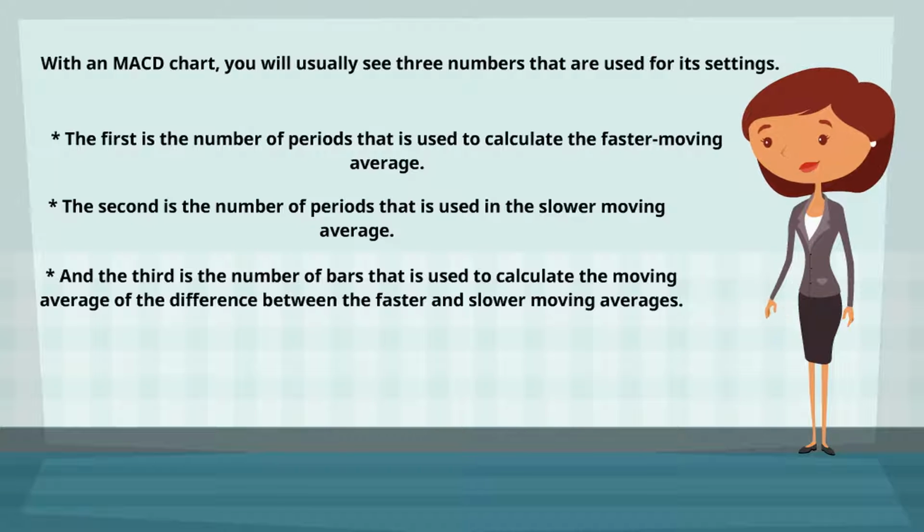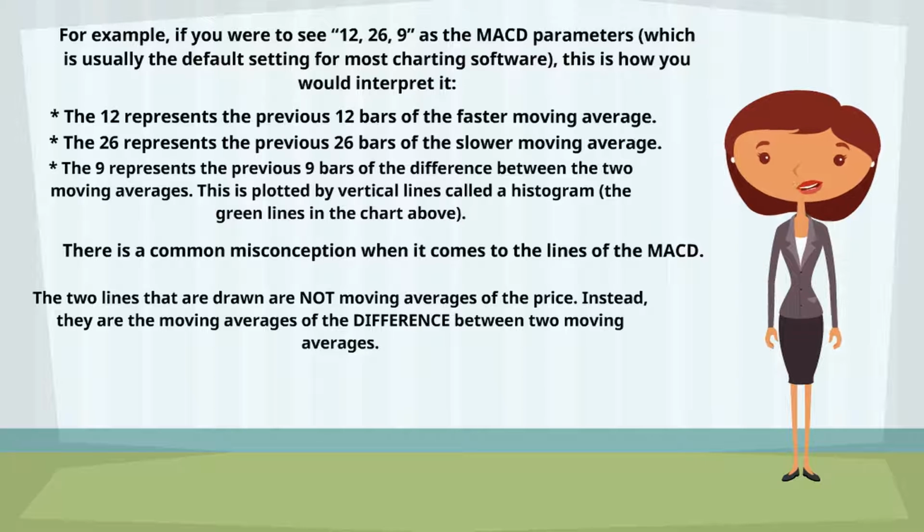The first is the number of periods that is used to calculate the faster moving average. The second is the number of periods that is used in the slower moving average. And the third is the number of bars that is used to calculate the moving average of the difference between the faster and slower moving averages. For example, if you were to see 12, 26, 9 as the MACD parameters, which is usually the default setting for most charting software, this is how you would interpret it.